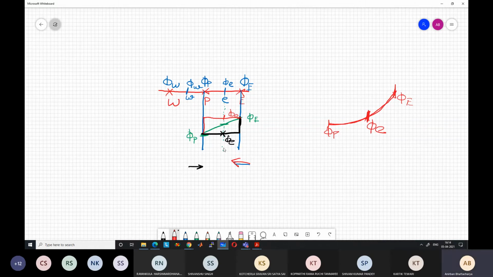Although these schemes, upwind scheme and central difference, will work, they will be more accurate if the grid size is small. If the distance between P and E is small, they will be quite accurate. Once you keep on increasing the distance, they will become less and less accurate.